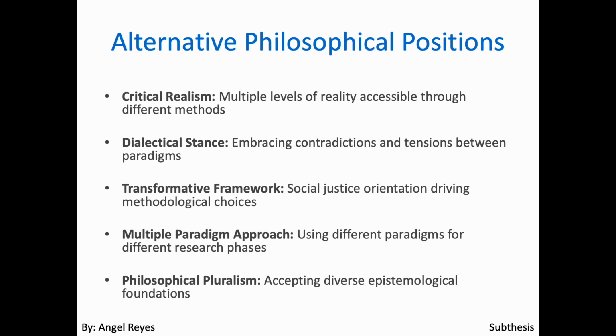Transformative frameworks prioritize social justice orientations, where methodological choices serve equity and empowerment goals rather than abstract knowledge generation. Multiple paradigm approaches use different philosophical frameworks for different research phases. Perhaps positivist assumptions for measurement phases and interpretivist assumptions for meaning-making phases. Philosophical pluralism accepts diverse epistemological foundations within single studies, recognizing that complex phenomena may require multiple ways of knowing.